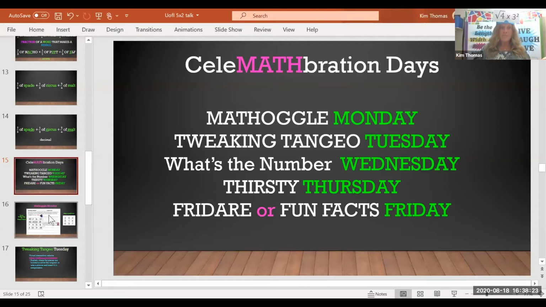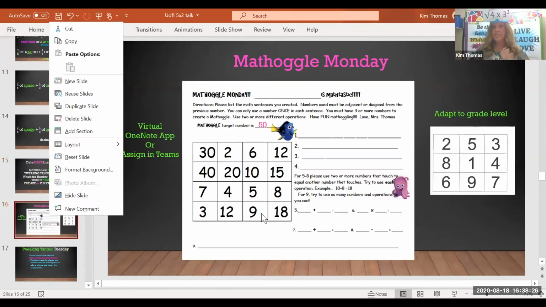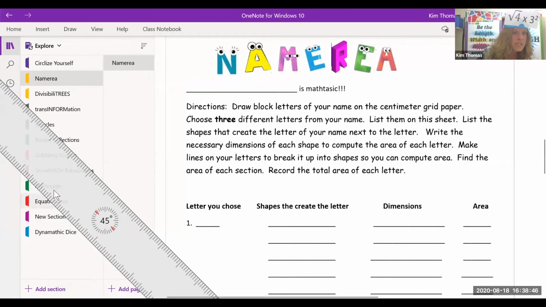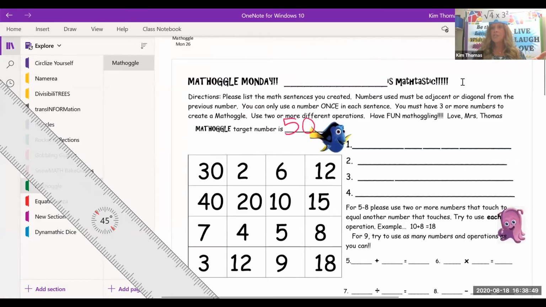So Mathoggle Monday. I downloaded this on the OneNote app, and this is like Boggle, but it's Mathoggle. So we use numbers, you have a target number, and they write their answers here, and I can go ahead and share on my, let's see, go back to here. This is my OneNote, and let's go to Mathoggle. Whatever kids write on this OneNote app, the app is way better than the browser, it saves, so then I can go back in and look at it. Or you can make this a Word document in Teams and assign it, and then they can type on it and send it to you, whichever.